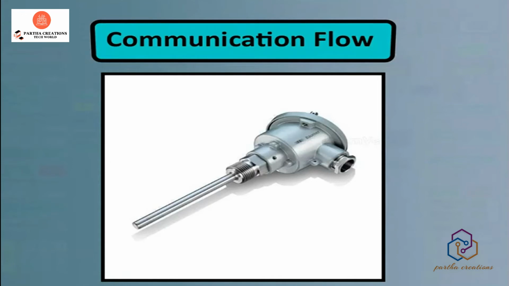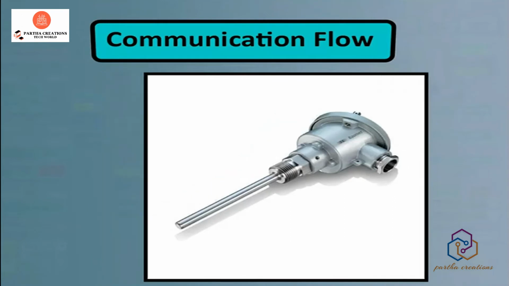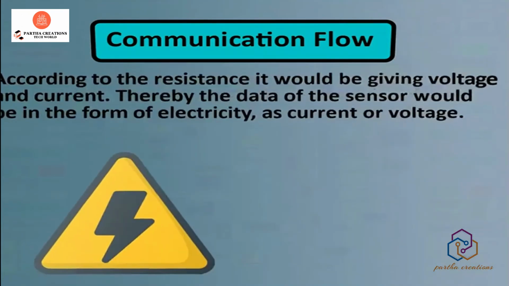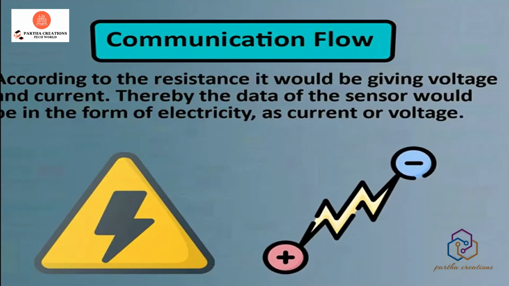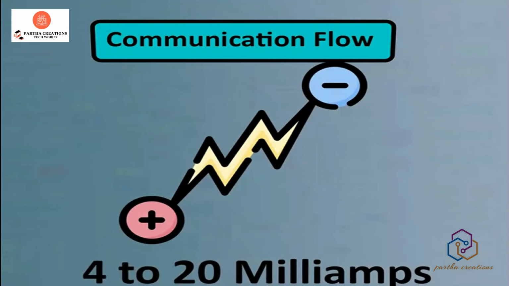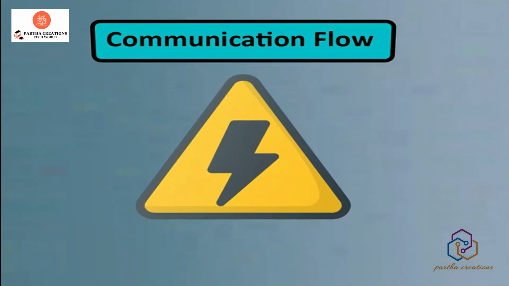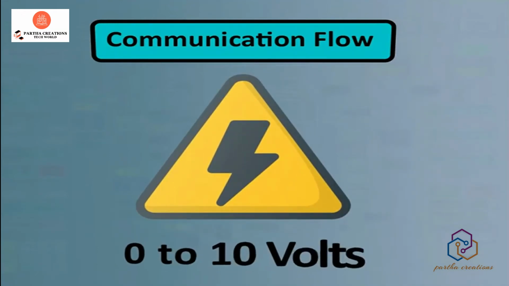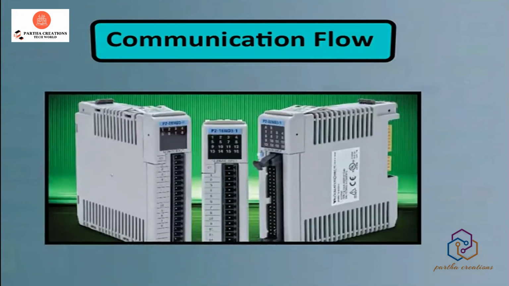It converts the heat as the sensor is RTD. So there would be change in its resistance. So according to the resistance, it would be giving voltage and current. Thereby, the data of the sensor would be in form of the electricity as current or voltage. If it is in the form of current, then it has a range of 4 to 20 milliamps. Or if it is in the form of voltage, then its range would be in between 0 to 10 volts. Okay? Now, where is the output of the sensor going? It is going to the controller, which means in a PLC.